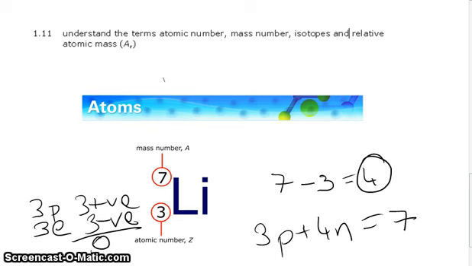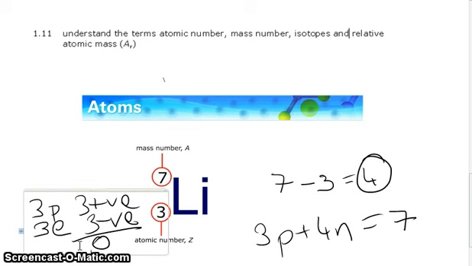Okay, so what's left in our syllabus statement is to know what an isotope is. So I'm going to give you a very basic definition of an isotope here, and we're going to go into it in more detail later on. So an isotope is an atom of an element which has a different mass number. So on here, lithium has a mass number of 7. So it has 4 neutrons in the nucleus, but sometimes you can have different amounts of neutrons.